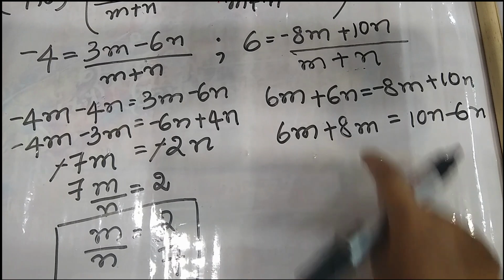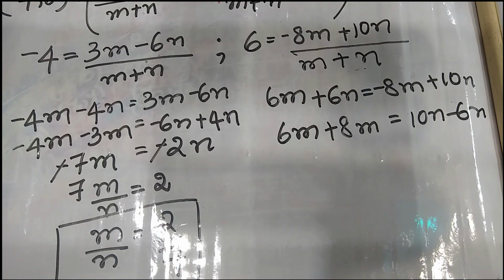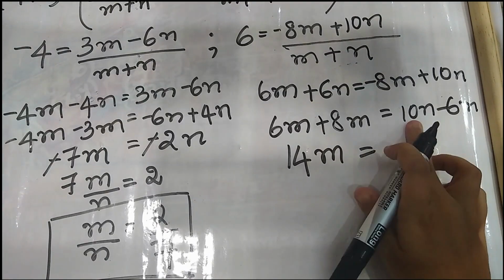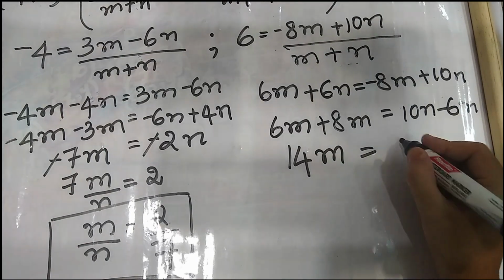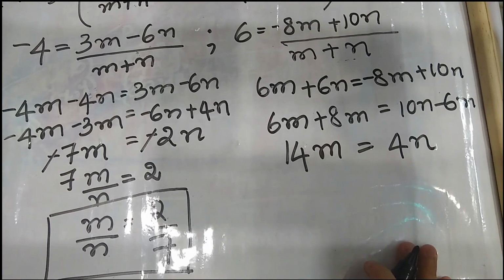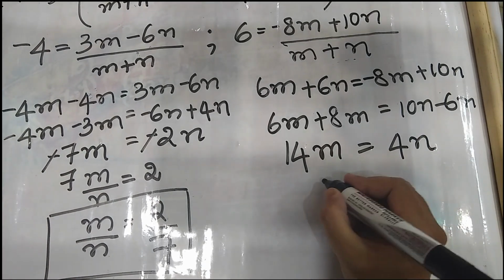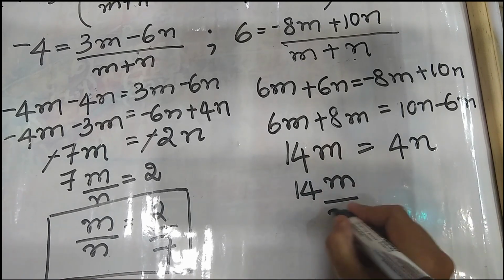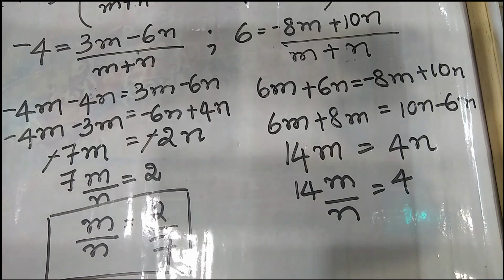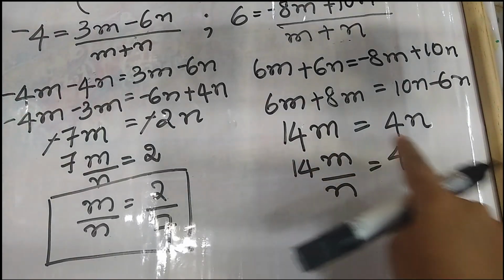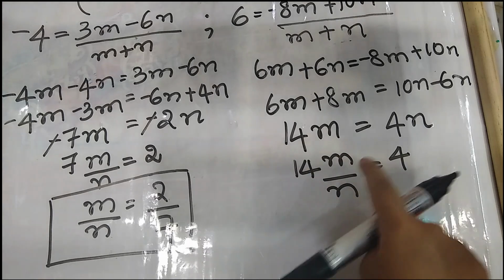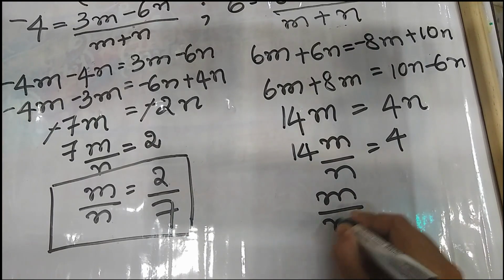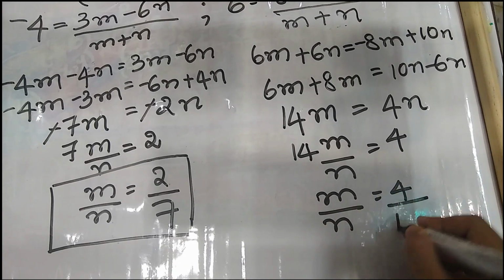m is equal to 10n remains here, plus 6 becomes minus 6 here, right? So 6 plus 8, what is 6 plus 8? 14m is equal to 10 minus 6 is 4n, right? So then we have 14m, this can be brought here, n can be brought here, and here this 4 remains here. Now the 14 can be brought down here, so if you bring 14 here, it will be 4 divided by 14. So m divided by n is equal to 4 divided by 14.